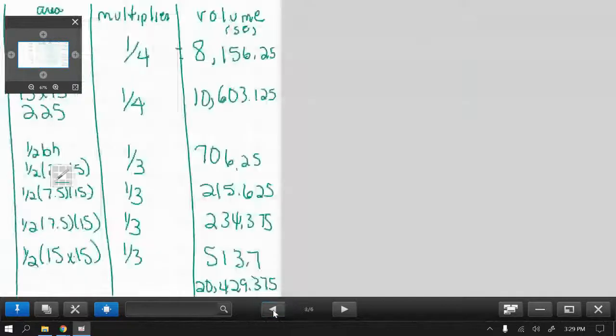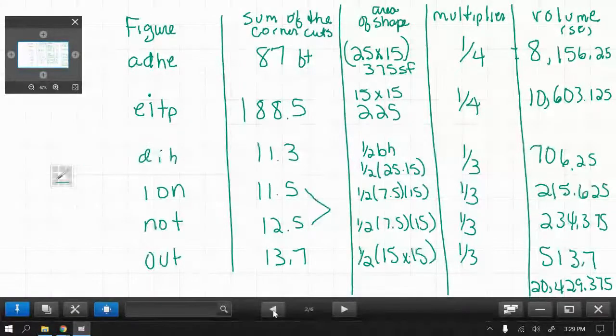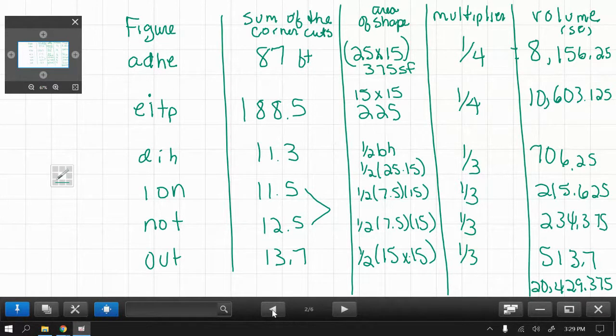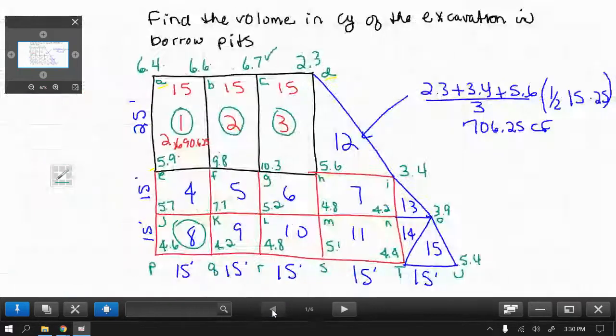So this is the bar fit method. Our book talks about it, but it just doesn't go into detail. And I just showed you a quicker way of working the volume. We good?